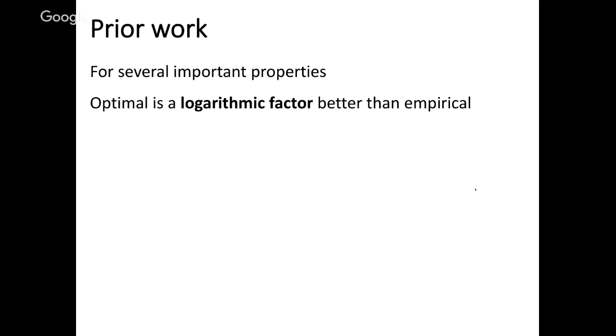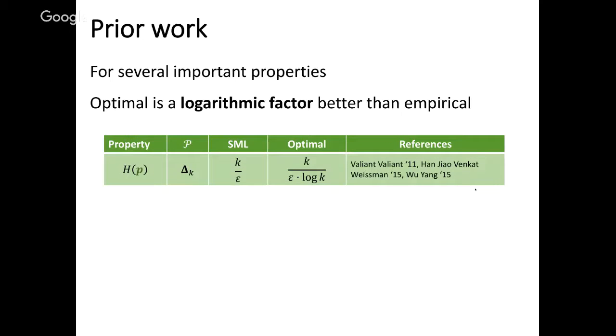So if you combine all of this and look at the prior work in this field, people know what the optimal estimators and optimal algorithms are for various important properties. A general result that follows is that optimal results are usually a logarithmic factor better than doing the empirical. So this is the example we saw. If you want to estimate the entropy H(p) for distributions over k elements, then the optimal sample complexity is k over epsilon log k, and the sequence maximum likelihood requires k over epsilon. So from linear in k, you went to sublinear.